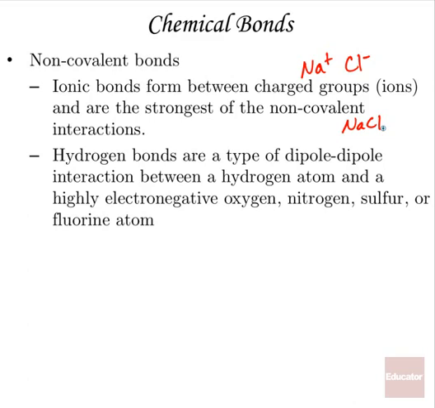Hydrogen bonds are a type of dipole-dipole interaction between a hydrogen atom and a highly electronegative atom, usually being your oxygen, nitrogen, sulfur, or fluorine. Okay, as I mentioned before in an example of a polar bond, I used hydrogen and chlorine, right? Hydrogen chloride as being a polar bond. But hydrogen and oxygen, okay, or hydrogen and nitrogen, right? Those are not polar bonds. Those are examples of hydrogen bonds, okay?